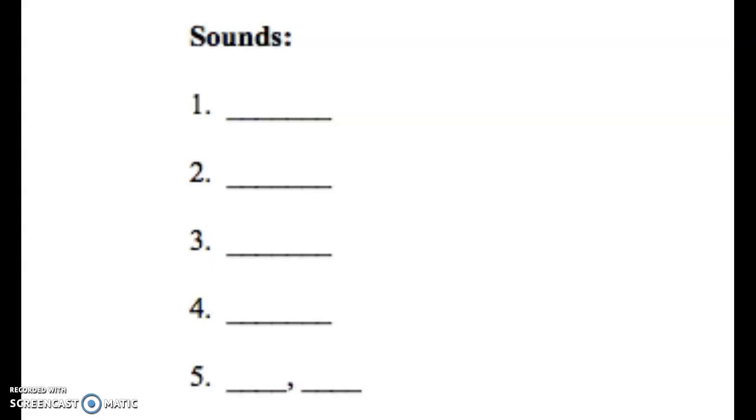Sound number 3. Type the letter or letters that make the E sound in Pete. E. Sound number 4. Write the letter or letters that make the OO sound in rule. OO.